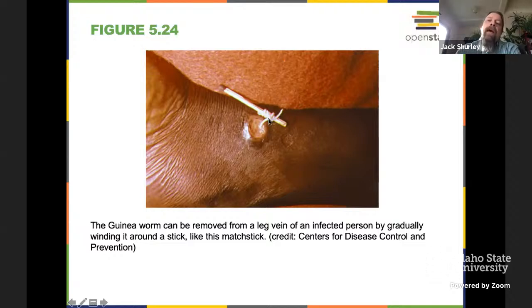As this worm is emerging, as we see here, with a little matchstick, you can kind of twist that worm out. It takes days, potentially weeks, of slowly, methodically turning the matchstick to slowly pull it out. You don't want to break the worm off inside, or you're going to get a pretty nasty reaction to that. But it's still a common treatment to remove these worms like that, which is pretty crazy.